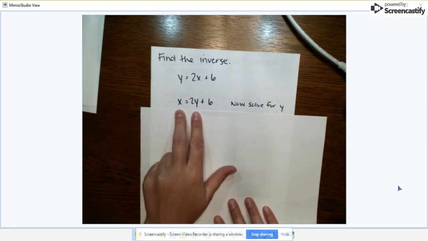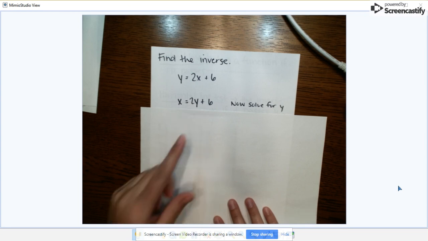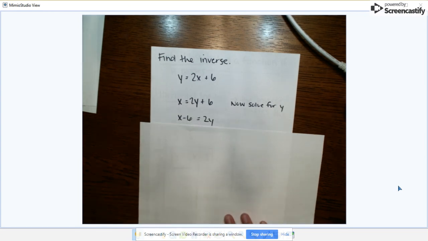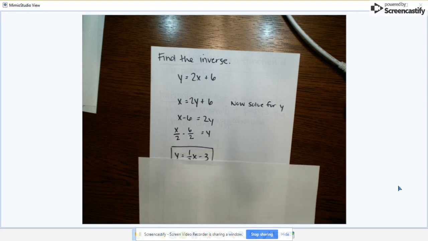So now we have x equals 2y plus 6. And now we need to solve for y. So we're going to subtract 6 and then divide everything by 2. So our equation is y equals 1/2 x minus 3.